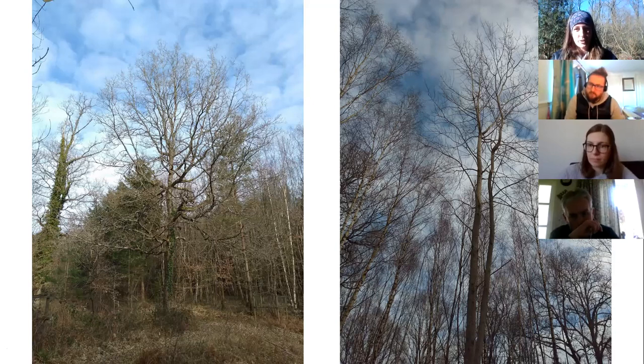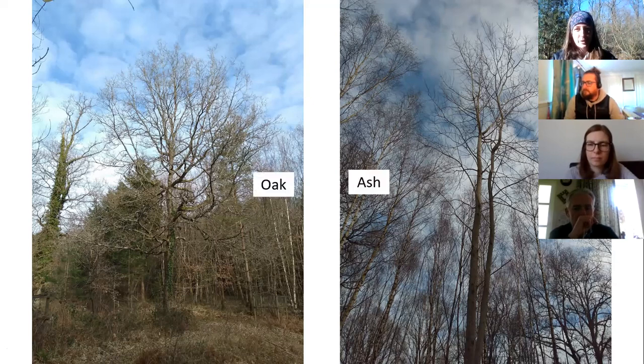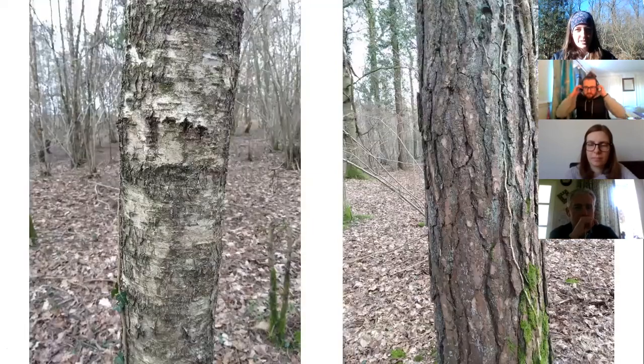And the buds, so if you get a closer look at a twig, you would see, and we'll look at this later on, the buds are opposite on the ash. So two buds come out at the same point from a twig or a branch, and on the oak, they're alternate, so they'll come out at different points on the branch. That makes sense. We will look at leaves as well in a minute.